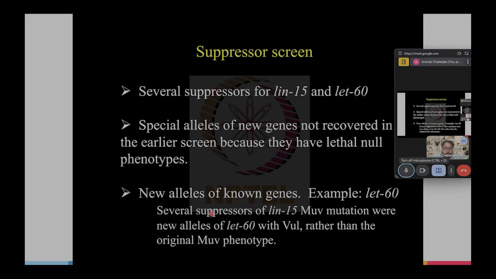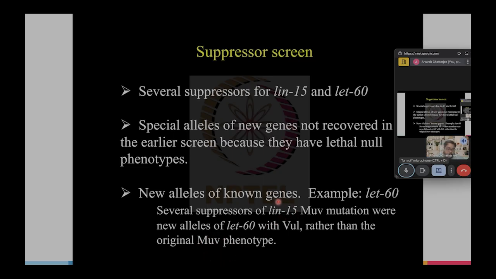and that let us know new alleles or new functions of these genes, because normal full null knockouts were completely lethal, but partial mutations in the case of suppressor screens let us figure out what exactly it does without being lethal so early that you cannot observe the phenotype. So, new alleles of known genes, for example let60: several suppressors of lin15 multivulva mutation were new alleles of let60 with vulvaless rather than the original multivulva phenotype.